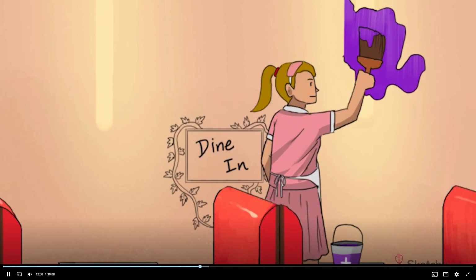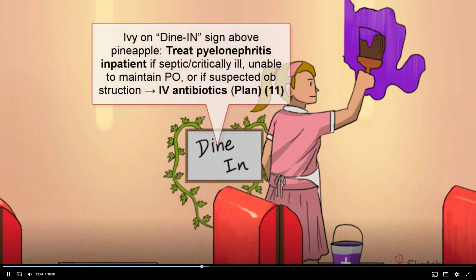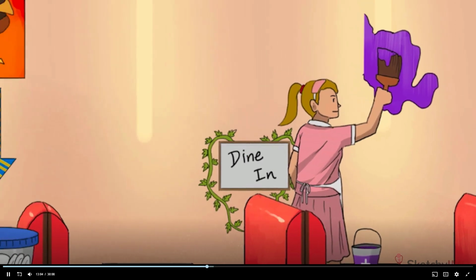All right, when should you admit the patient instead of pursuing outpatient treatment? Well, if your patient is septic or critically ill, that's an easy one. Admit. Otherwise, we typically consider inpatient management with persistently high fevers or pain, marked debility, or inability to maintain hydration or take oral meds. Also, if you're thinking they have an obstruction, inpatient it is.